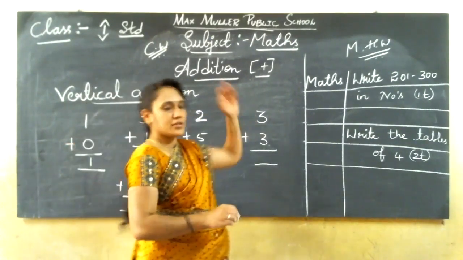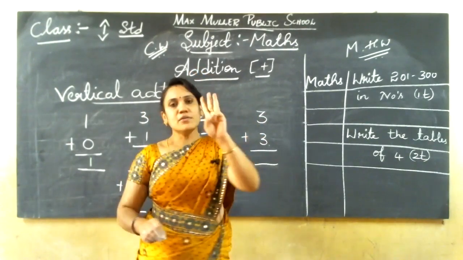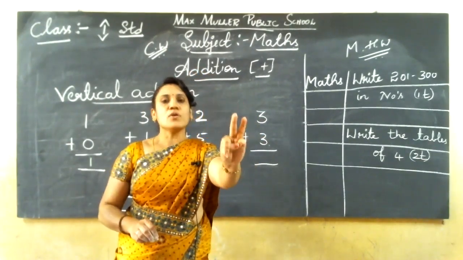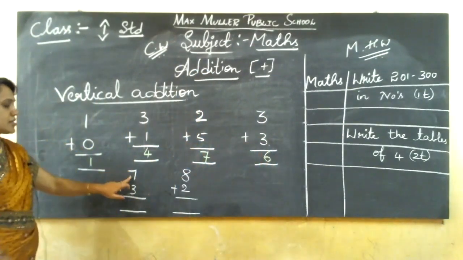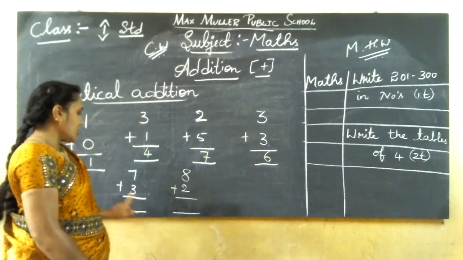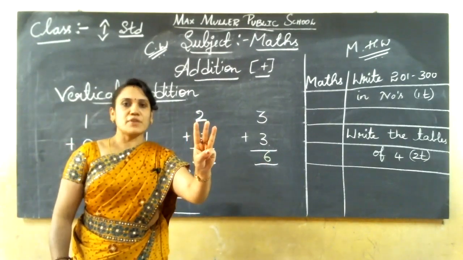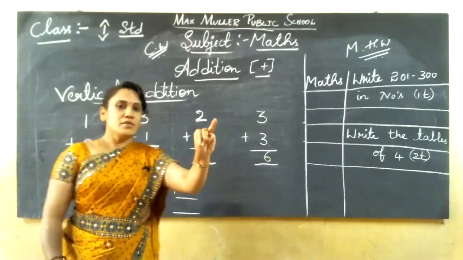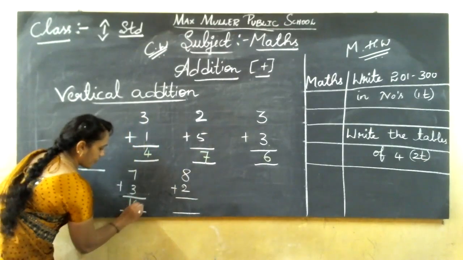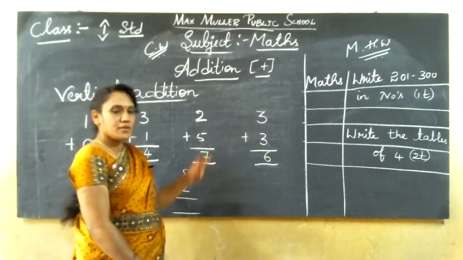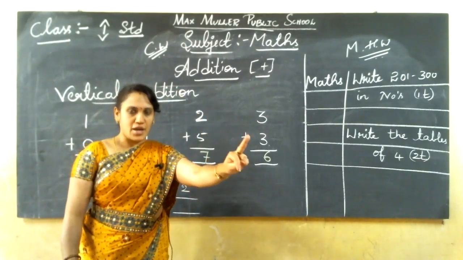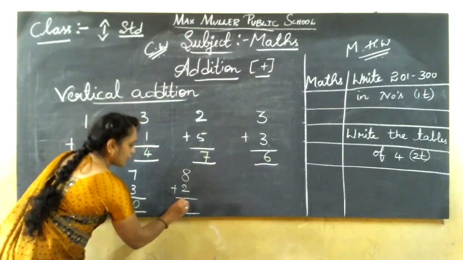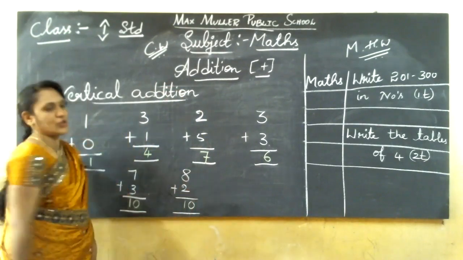Next. 3 in the mind, 3 in the finger. After 3, 4, 5, 6. Next. 7 in the mind, 3 in the finger. After 7, 8, 9, 10. 8 in the mind, 2 in the finger. After 8, 9, 10. Understand? Like this also you can do.